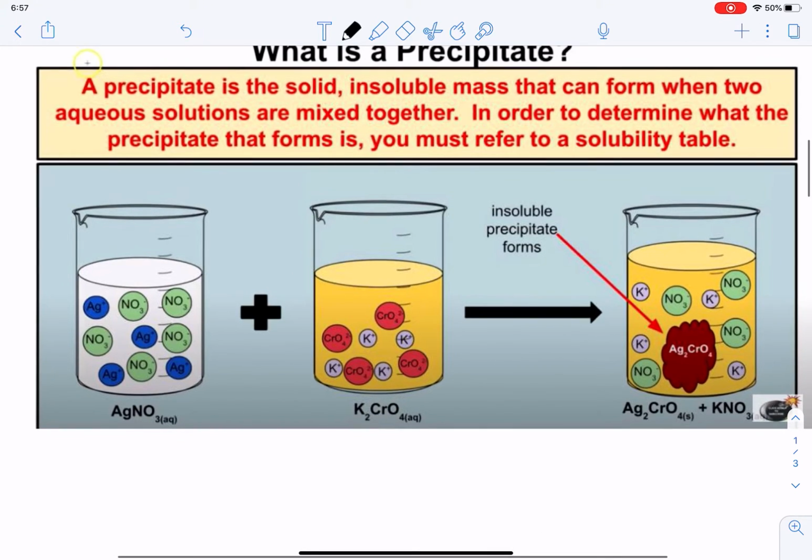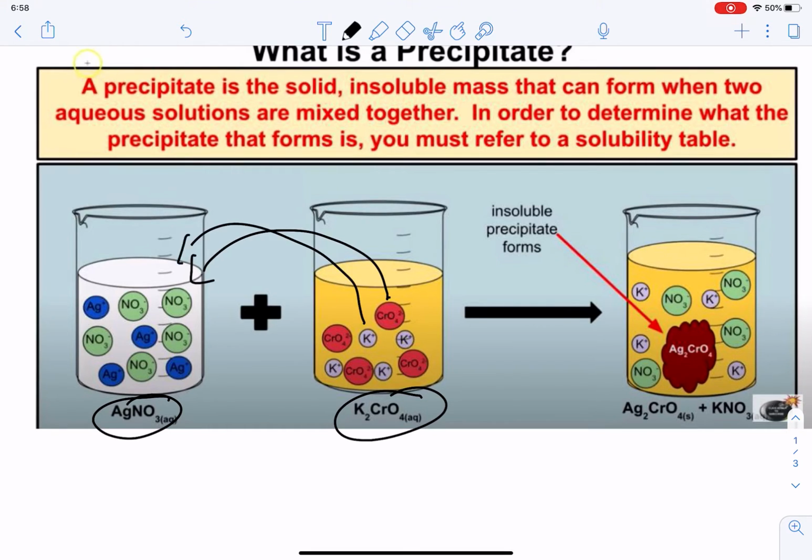But say we have another solution. In this case, we have silver nitrate, and we combine it with potassium chromate. Again, we notice they are aqueous solutions, right? So two liquids. We can't see these ions with the naked eye, but we have these ions floating around in the solution. And when we mix them together, what do we see happen? Well, chromate ions, or CrO4, are going to form a solid with silver, or Ag here. So those ions are going to form our insoluble precipitate.